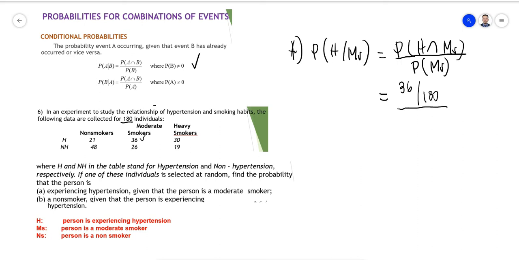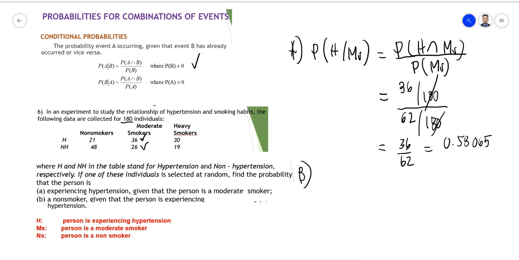For our denominator is the probability of moderate smokers. The probability of moderate smokers, we get the sum of these two, 36 and 26. We will have 62 over 180. 180 will cancel, leaving us only with 36 over 62. Solving this one will give us 0.58065 in 5 decimal places.